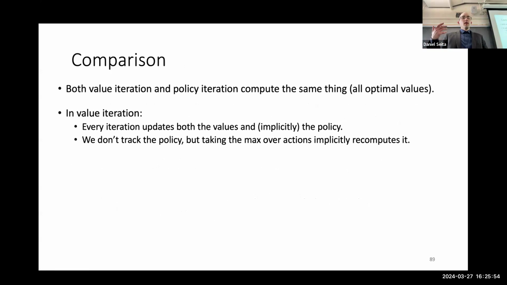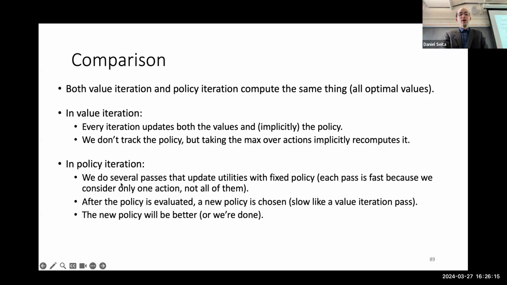So again, for a comparison, in value iteration, each iteration updates both the values and implicitly the policy, because the policy will just be a max over the action along with the formula for the Bellman equation. In policy iteration, we alternate between updating utility with a fixed policy, and then we choose a new policy. And then you iterate through these two steps.